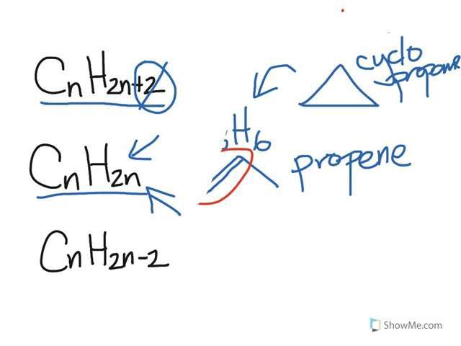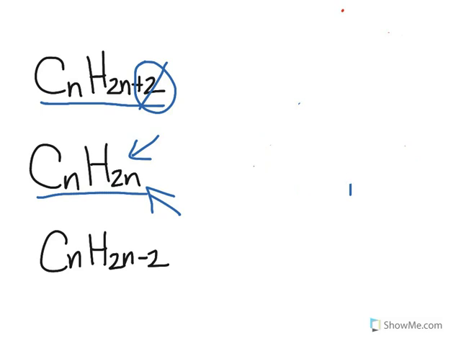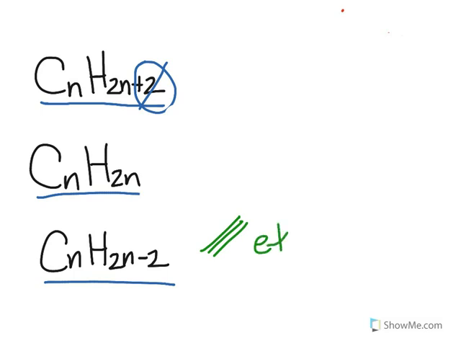All right, so let's take a look at the last one. Now you'll note that there are now 4 fewer hydrogens compared to the very first one right here. The 4 fewer hydrogens means that there are 2 levels of unsaturation. Now what does that mean? Well, you could have a triple bond, and this is ethyne.